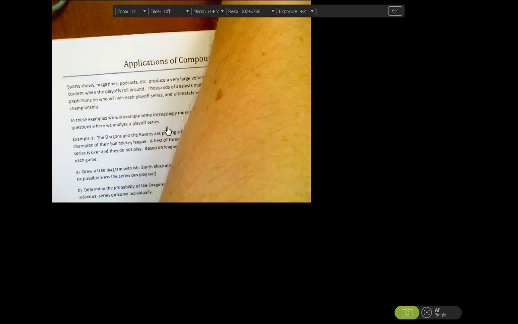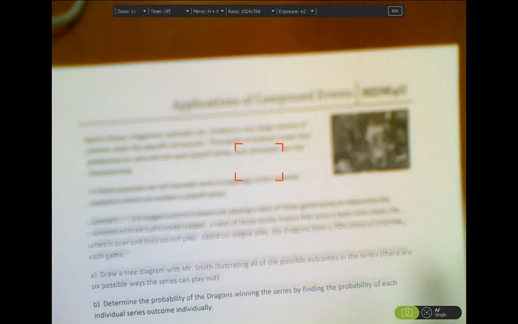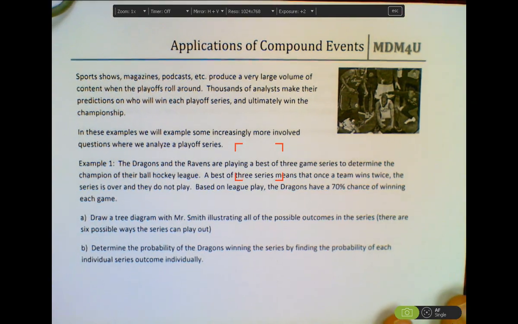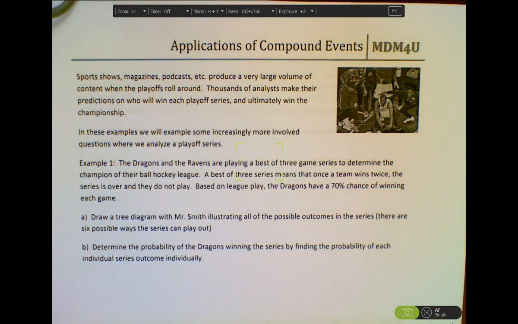So let's dive in. Today I'm not doing a PowerPoint. I've uploaded this example sheet as a PDF to the classroom, or you can feel free to take notes on a separate piece of paper, whatever you like.